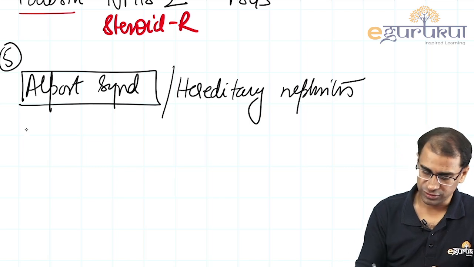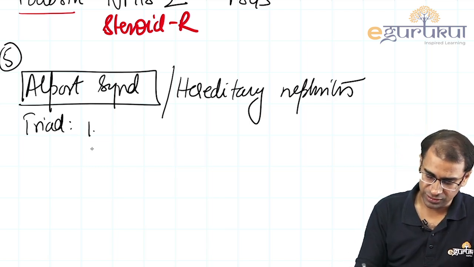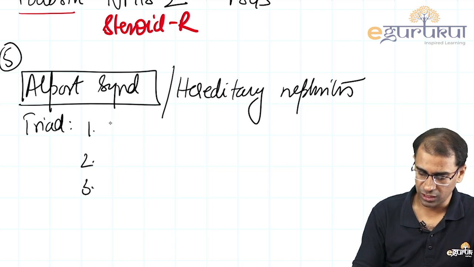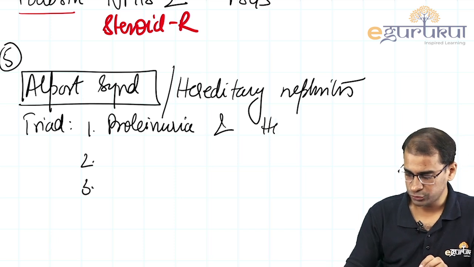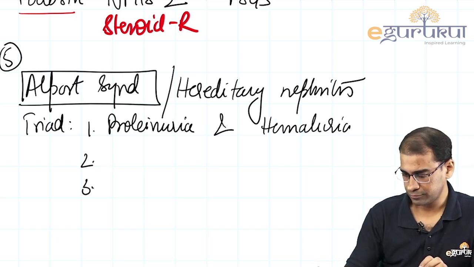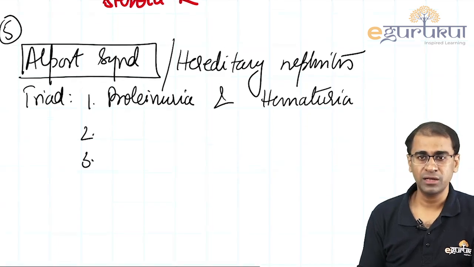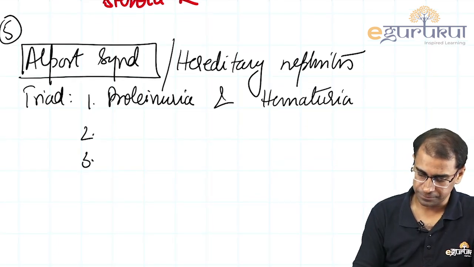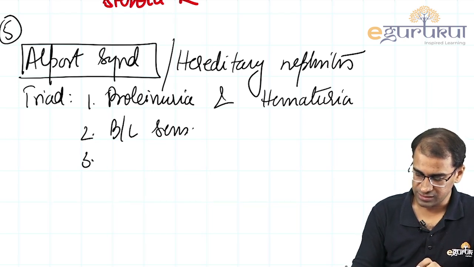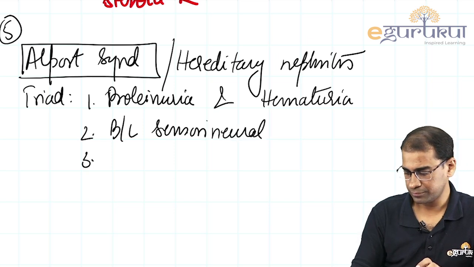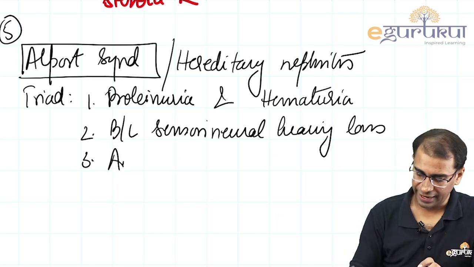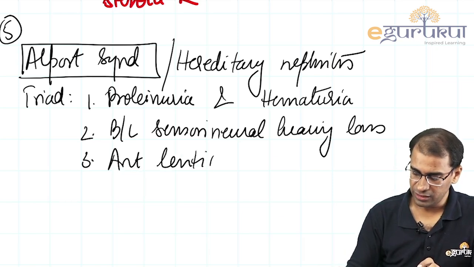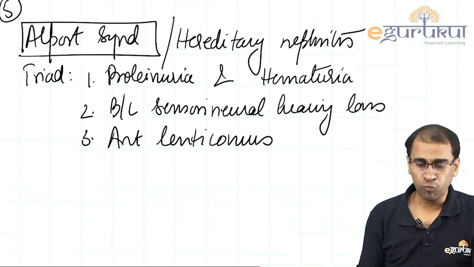Now, what you must know here is, first of all, the triad. It includes a triad of three things. First one is obviously proteinuria and hematuria. It then also includes bilateral sensorineural hearing loss, and it causes anterior lenticonus.